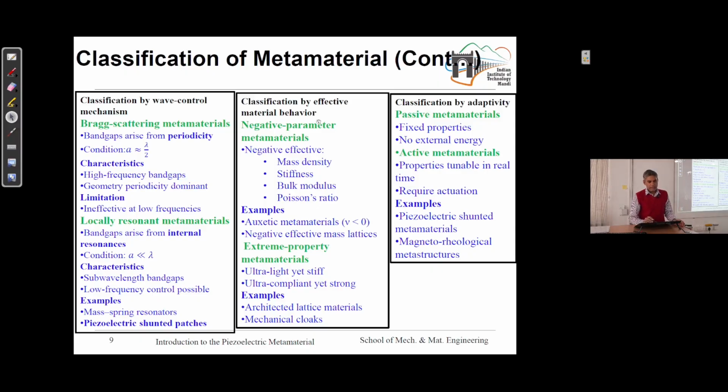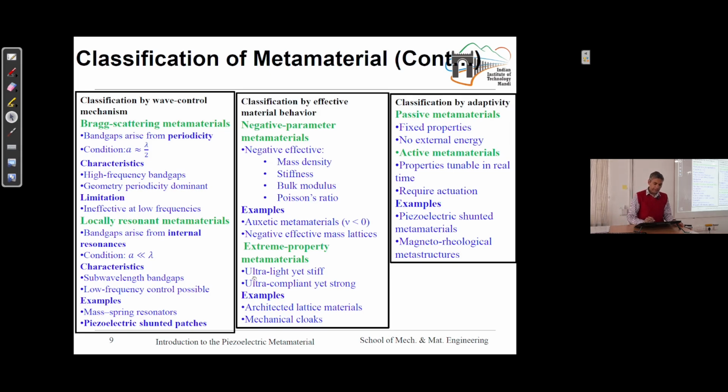The classification of effective metamaterial behavior. So basically how the metamaterials behave. This does not just depend on the property, whether metamaterials have negative density, or negative stiffness, negative bulk modulus, negative Poisson's ratio, and so on, right? Extreme property metamaterial. Now you can see this is very interesting.